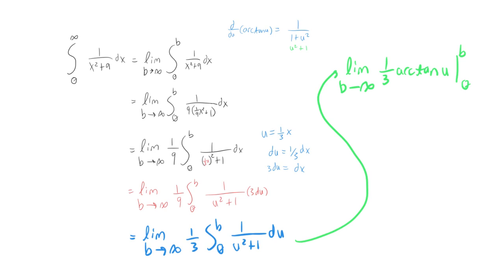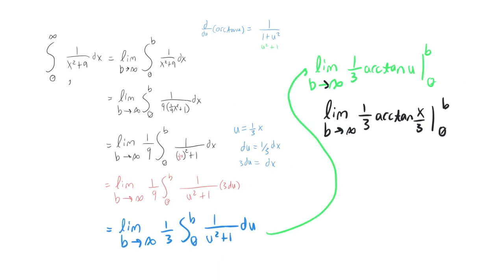Now our u, of course, happens to be 1/3 x, so I'll write that down here. That should be an arrow. I always forget to draw that. 1/3 arctan, I'll just call it x over 3, from 0 to b. So that is definitely making progress.